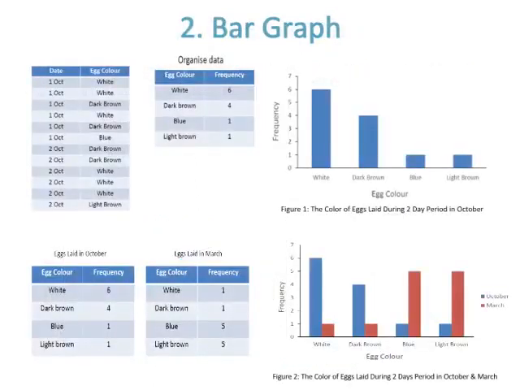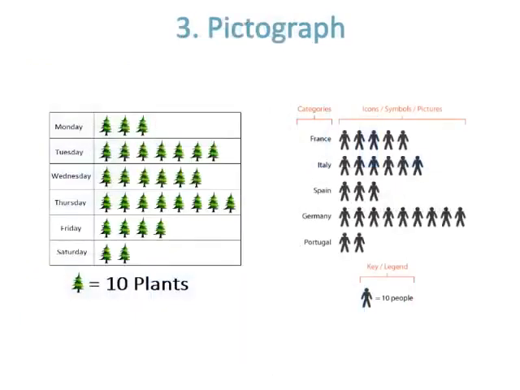Number 2 is bar graph. Figure 1 is the color of eggs laid during a 2-day period in October, while Figure 2 is the color of eggs laid during a 2-day period in October and March. So the bar graph in example 2 can help you to compare 2 months' data easily. Number 3 is pictograph. In the first diagram, the answer is 300 plants are planted in a week, while in diagram 2, the answer is 250 players participated in a football game from 5 countries.